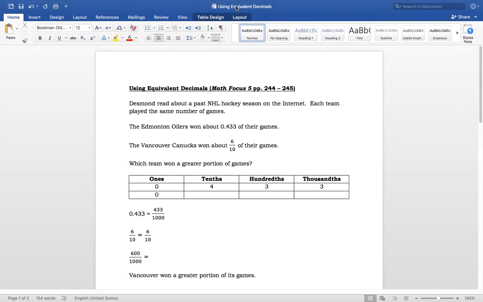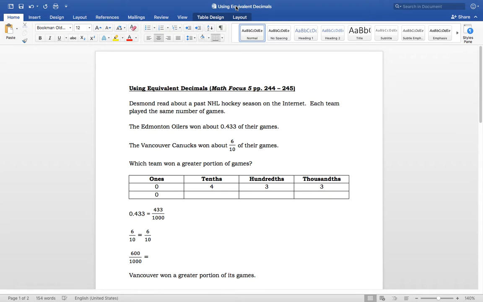Okay, so this is the 10th and final lesson of our fractions unit, and it's called Using Equivalent Decimals, and it's based off of Math Focus 5, pages 244 to 245. Now, there isn't too much new to this lesson that you haven't learned from the previous lesson, except for the fact that the questions you get will be comparing decimals and fractions that are not alike at all.